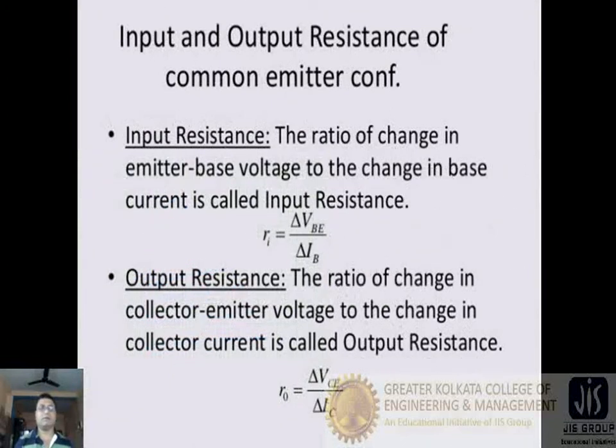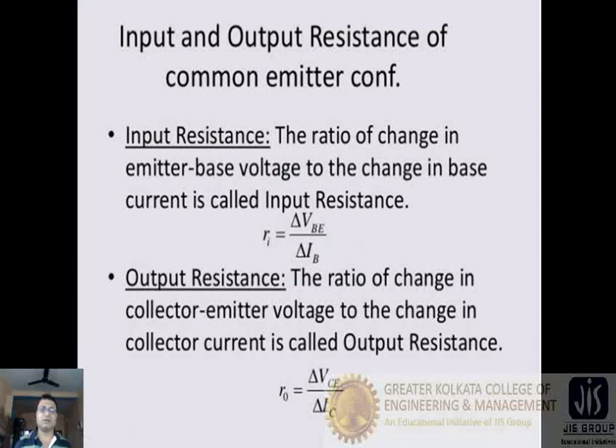Now we are going to discuss the input and output resistance of a common emitter configuration. The ratio of the change in the base to emitter voltage to the change in the base current is called the input resistance. That means resistance is voltage by current, R equals V by I. So here we determine the input resistance. The input voltage is VBE for the common emitter configuration, and IB is the input current. In this way we can derive the input resistance of a common emitter configuration.